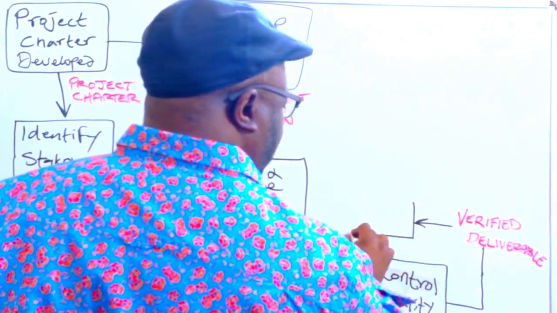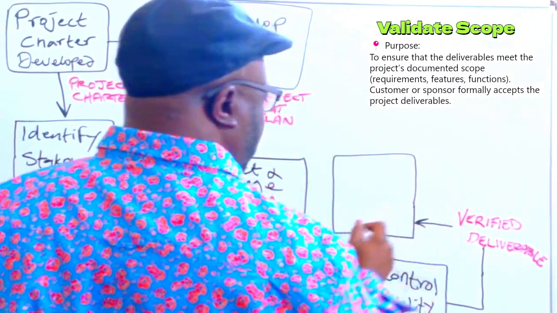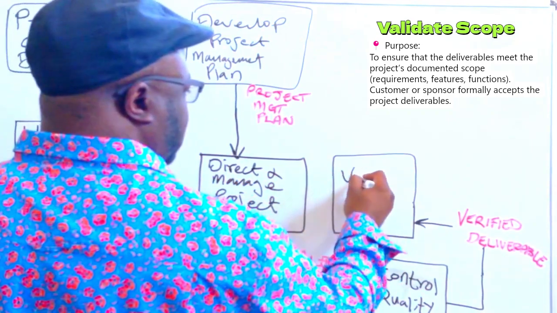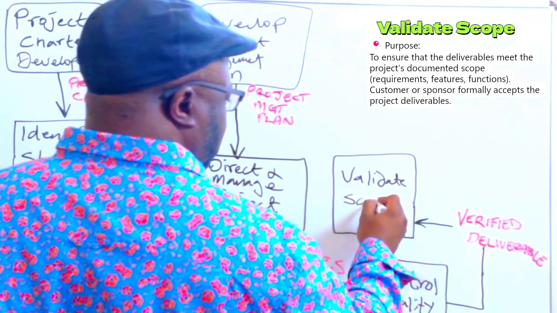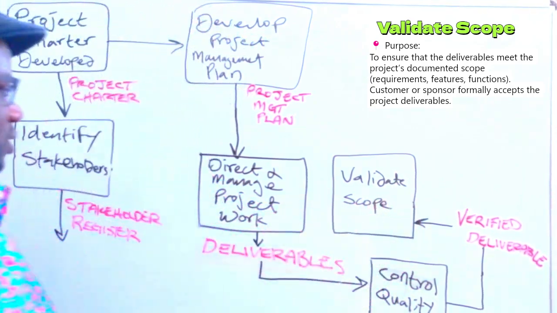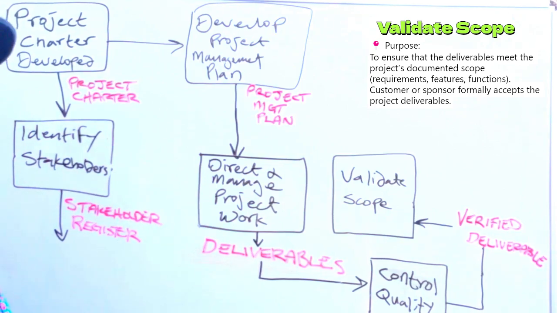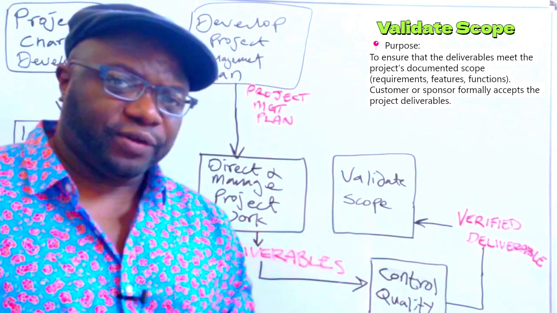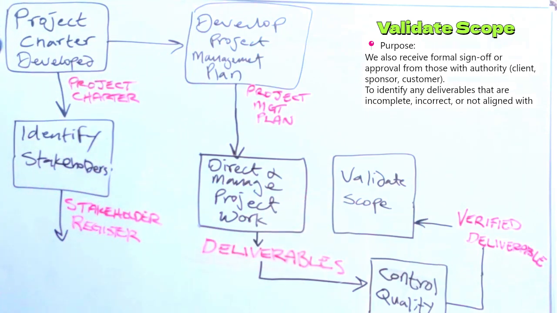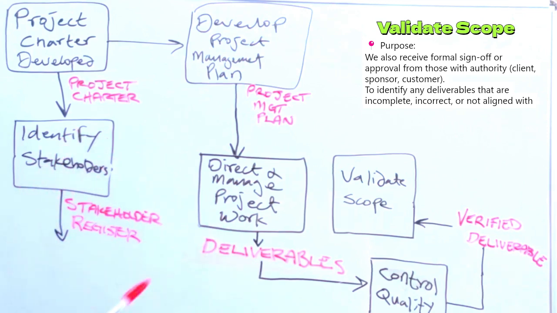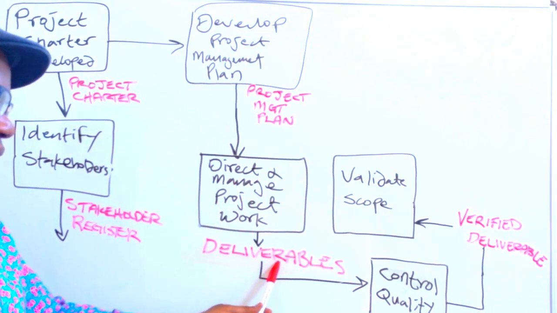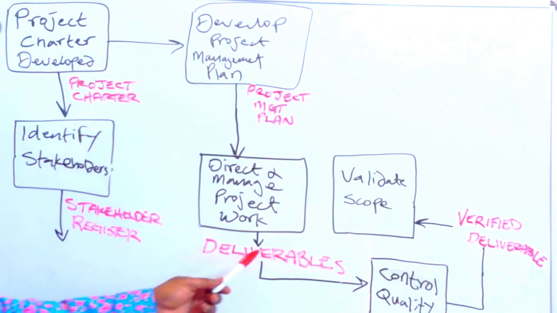and the verified deliverable is going to a process known as validate scope, where it will be checked for correctness, will ensure that it's fit for use, it conforms to requirements, and it satisfies the customer. All right? So think about it. You charter the project, you develop a plan that's many, many things together. You execute the plan by carrying out the work, and you got deliverables.